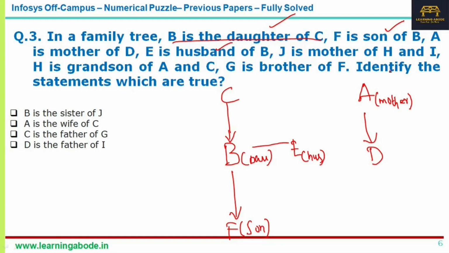J is the mother of H and I. As of now, we cannot take this because it is not connected anywhere. Next one, H is the grandson of A and C. Which means A and C are grandmother and grandfather. So C is the grandfather, A is the grandmother. A's child is D. D we do not know the gender. So B and D are siblings, as of now we know this.